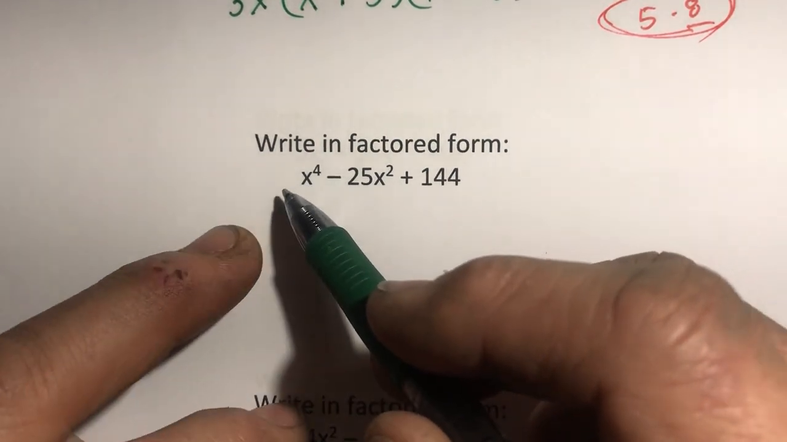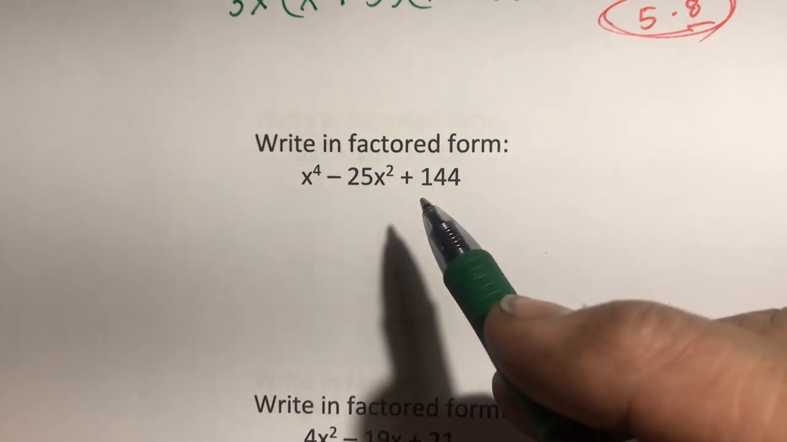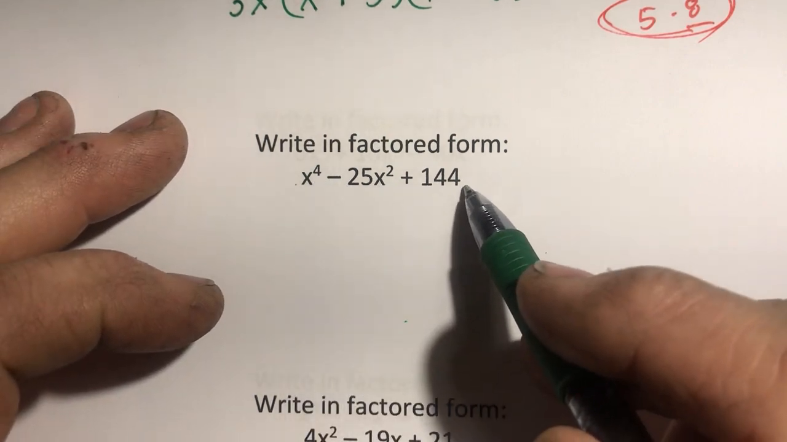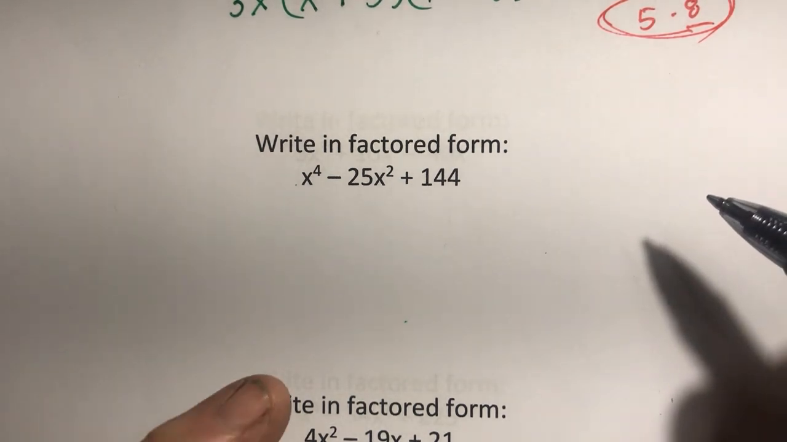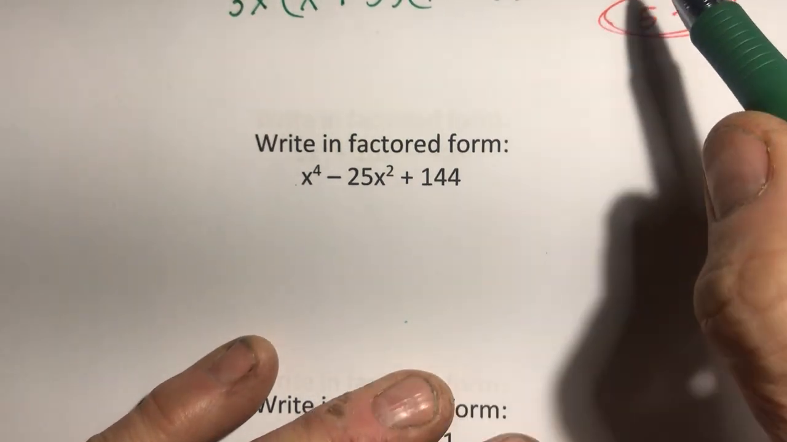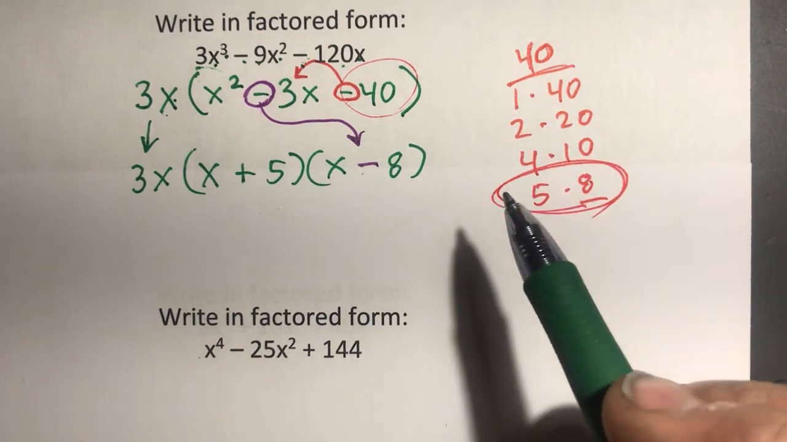Okay, looking at this, there's no common factor. See, this is just a 1, so I can't pull out any number because it's a 1. And this term doesn't have x's, so I can't pull out any variable. So there's no common factor here. Now, this is a trinomial. I can factor it like I did the previous problem, getting these two factors like this.